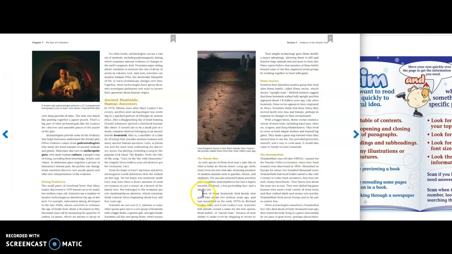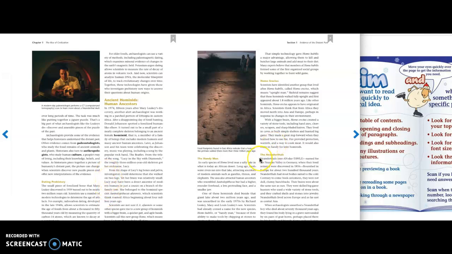One of these hominids died beside that giant lake about 2 million years ago and was unearthed in the early 1970s by Richard Leakey, Mary and Louis Leakey's son. Oh, that goes right here. Let's look at Homo erectus. Scientists have identified another group that lived after Homo habilis called Homo erectus, which means upright man. Ooh, we're learning more about somebody who walks on 2 legs.